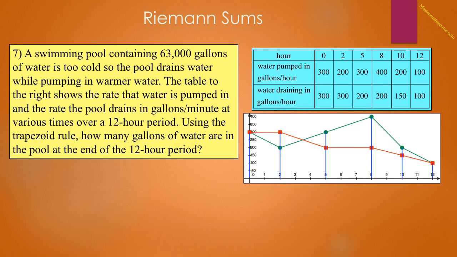Although a graph is not necessary, we show one to illustrate that the trapezoids do not have the same base, and they will have to be calculated individually. It also appears that the green data, which is the water being pumped in, has a greater area under it than the red data, which is the water draining out from the pool.